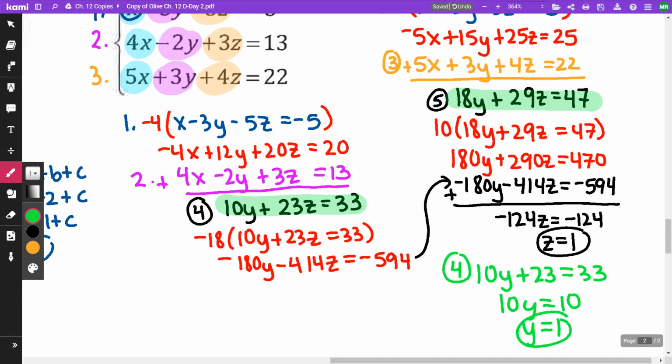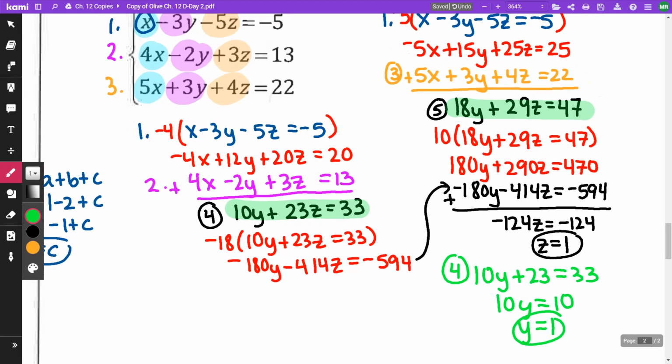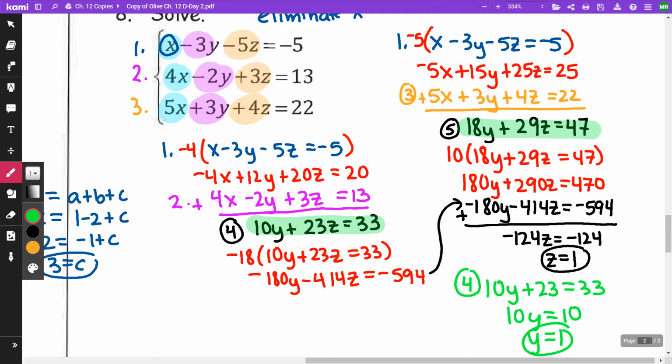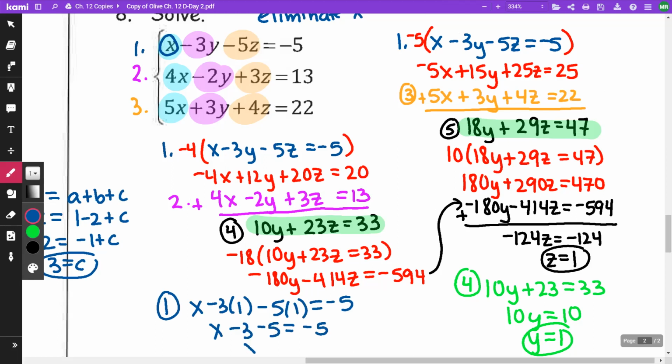So now I'm going to take my y and my z and plug into 1, 2, or 3. I'm leaning towards 1 because that has just a plain x as opposed to a 4x and a 5x. So I'm going to be looking at equation 1. So I'm going to have x minus 3 times 1 minus 5 times 1 is equal to negative 5. So x minus 3 minus 5, x minus 8. I'm going to add 8 and I get x is equal to 3.